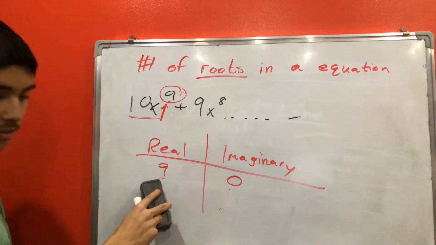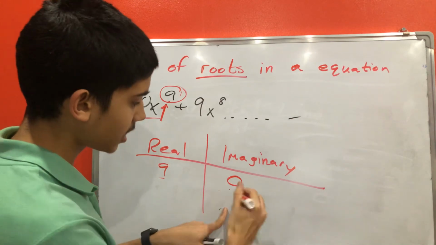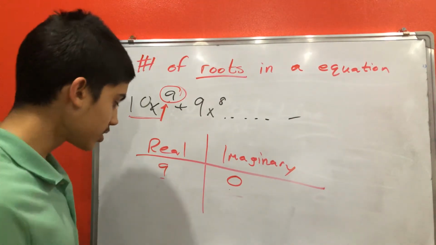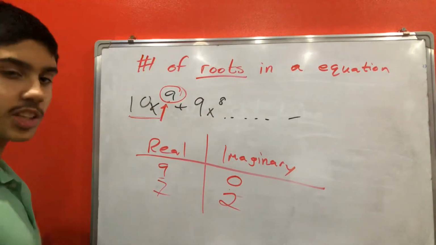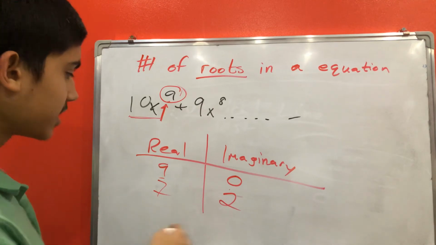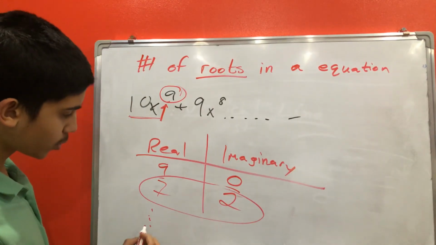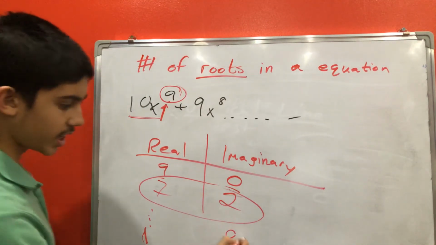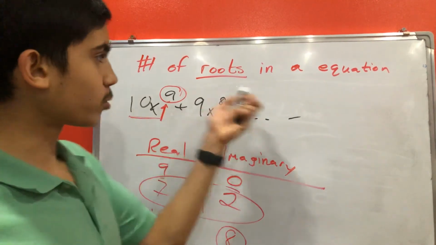And the reason we cannot have 8 real roots is because if we have 8 real roots, that means we have 1 imaginary root. But this is not possible. So that means we can have 7 real roots and 2 imaginary roots, and 2 is even, so this is a possible case. Okay? And so that's the idea. We can have all the way up to 1 real root and 8 imaginary roots. So that's how we know the number of roots in an equation.